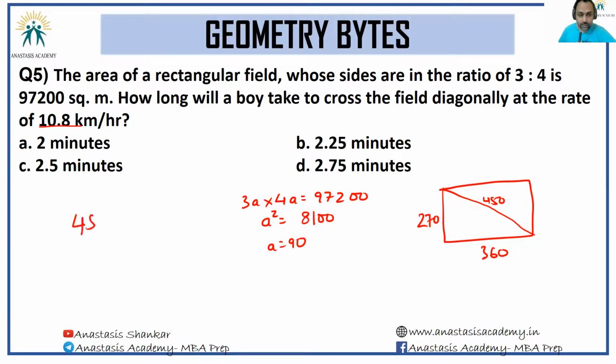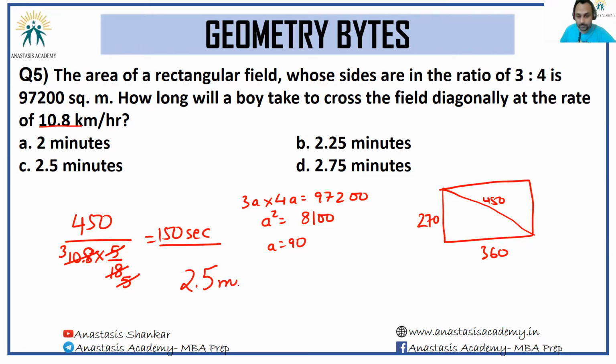So now 450 meters have to be covered at the rate of 10.8 kilometer per hour. This is 450 meters at the rate of 10.8 kilometer per hour. So let's also convert that to meter per second. 10.8 into 5 by 18. So I can cancel this, I can cancel this. This becomes 3, this becomes 5. So I'm left with 150 seconds. Options are in minutes. It translates to 2.5 minutes. So option C.